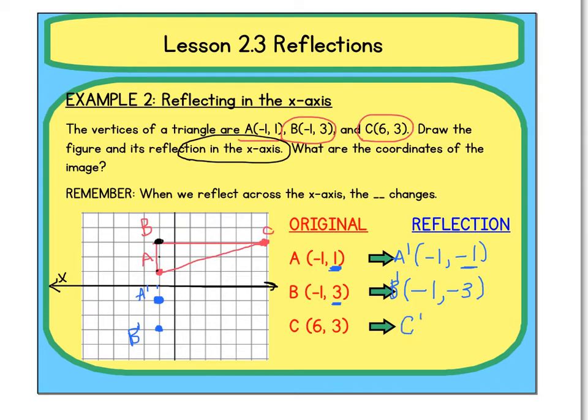So now I'm going to label C prime. C is 1, 2, 3 units away. So I'm going to go 1, 2, 3 units away and make a mark. I'll label that C prime. I can go ahead and connect my lines. You'll notice that now it has been flipped over the x-axis. If I label point C, remember it's just the y that changes because I reflected over the x. So +6, -3.